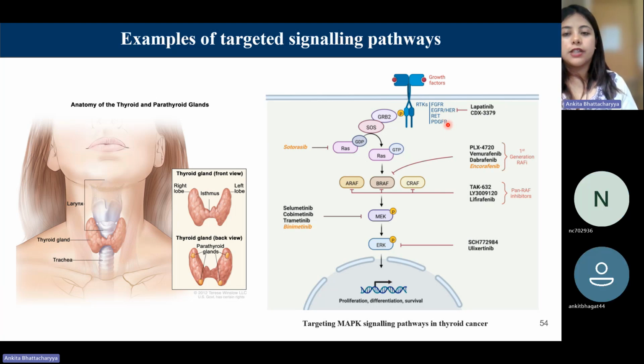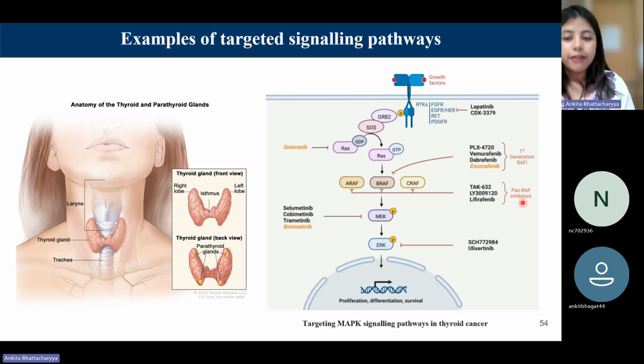As a result of this inhibition, the entire downstream pathway will be shut down. Apart from that, you have sotorasib, which is an inhibitor of RAS. And if RAS gets inhibited, this is where you will shut down the rest of the pathway. So what you're seeing is, if you have a flow chart, then at each step you are trying to figure out an inhibitor so that you can disrupt the pathway wherever it is feasible, depending upon where things are going wrong. Then the RAS to BRAF conversion is inhibited by first generation RAF inhibitors, for example, encorafenib, dabrafenib, PLX4720, vemurafenib, etc.